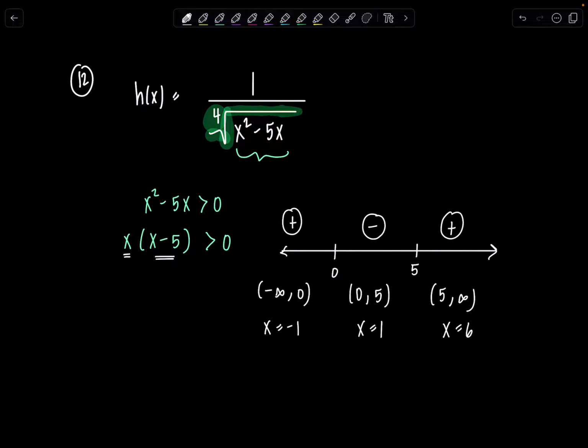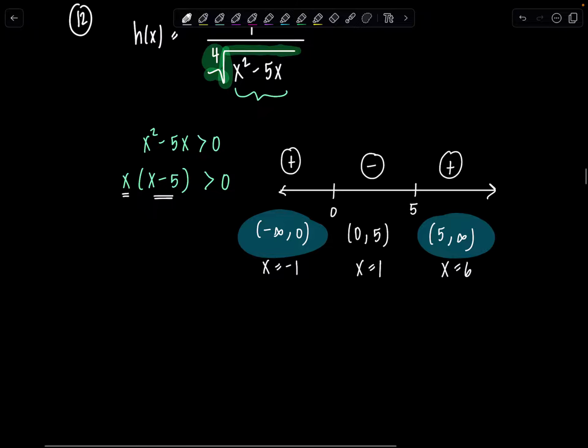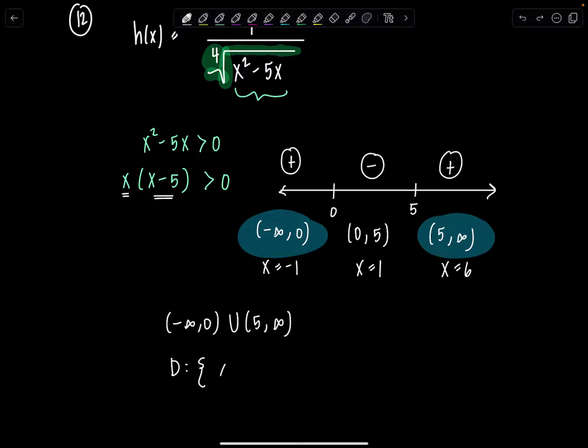It doesn't matter what you pick. Just don't pick the endpoints. And keep in mind, I want the intervals where it's positive because that satisfies the inequality, that it's greater than 0. So my domain consists of these 2 intervals. So you would list them out and put a U between them to show that they're joined together. That's my domain. If you want to write it in set builder, you totally can. It's all x's such that x is less than 0, and then you would write the word or x is greater than 5.